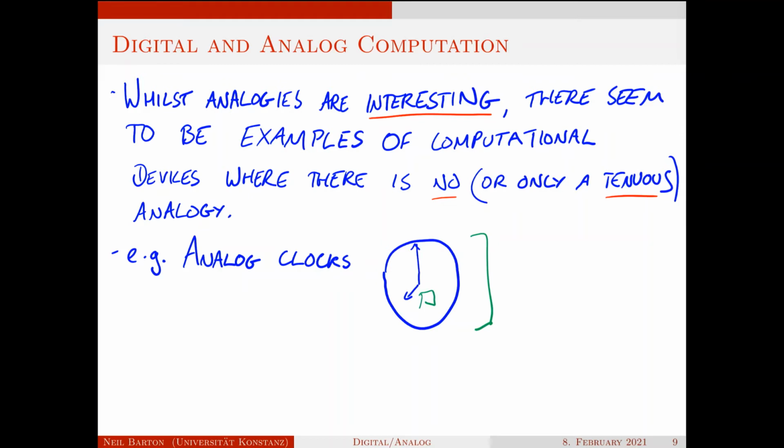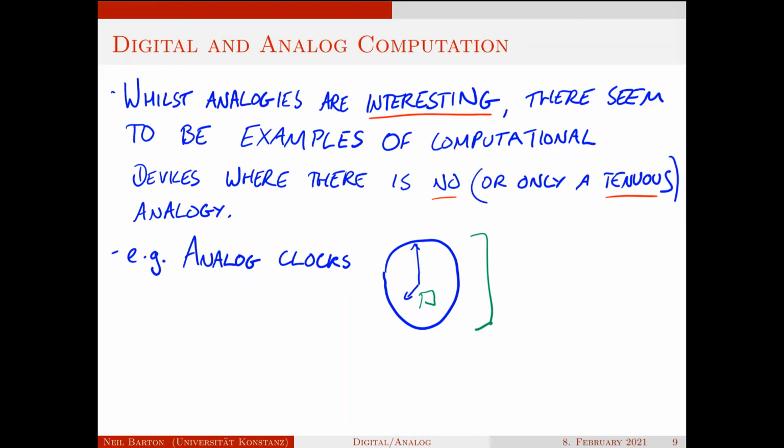We could view this as a way of computing, for instance, the position of the sun, or whether it will be light or dark. This looks very clearly like it's an analog computation, but it's very unclear what the analogy might be between the clock face, as it were, and the position of the sun in relation to the Earth. But that seems like a perfectly legitimate computation.